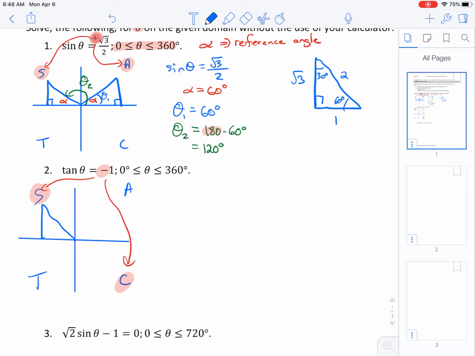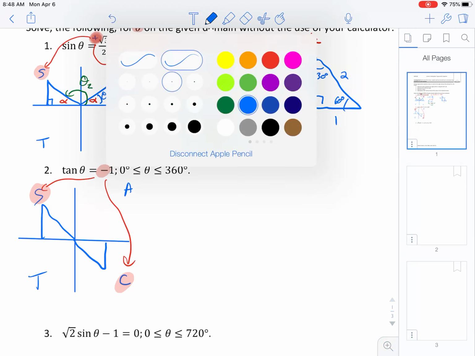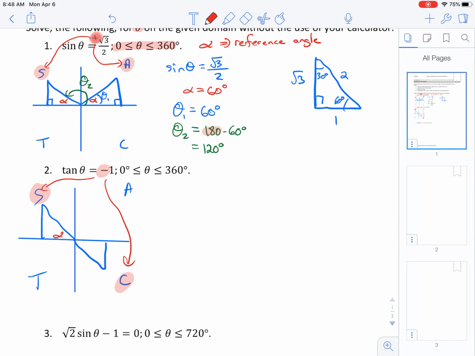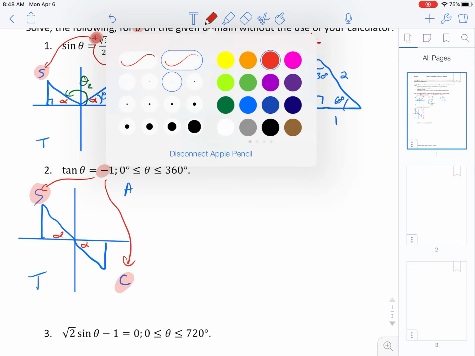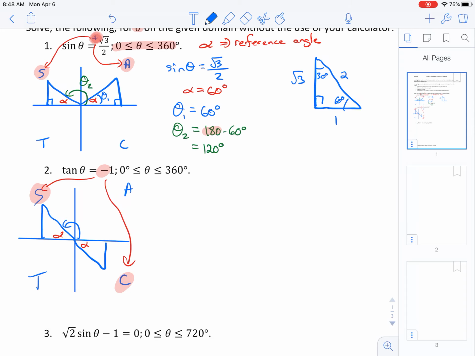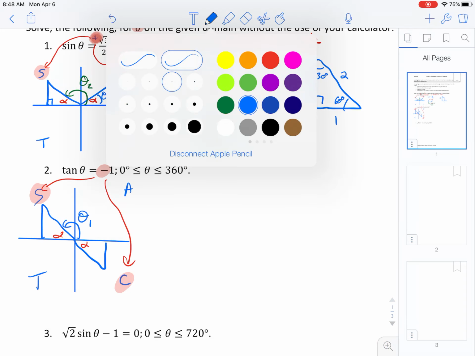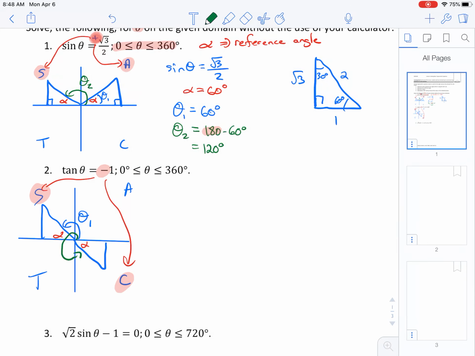So I can automatically draw my angles in there, or my triangles. And I can automatically put in alpha, the related acute angle, there. So what I want to find is this angle, theta 1, and this angle that's wrapped around, theta 2.